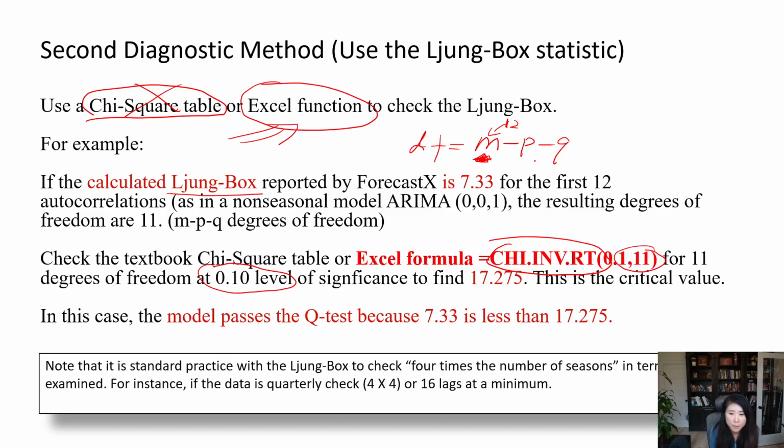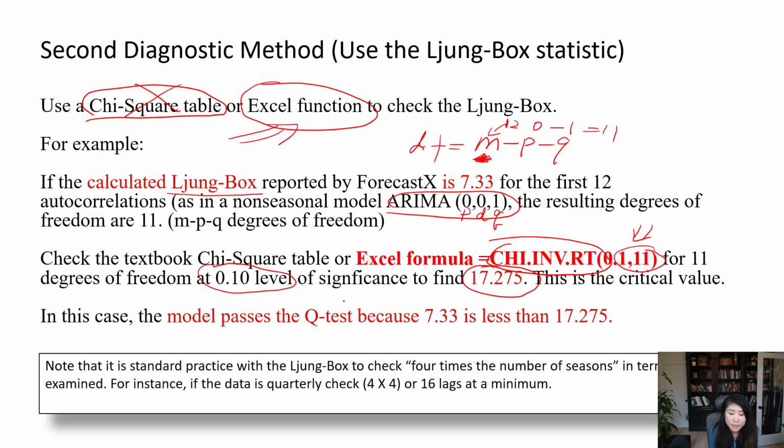The P and the Q we've been using during the whole semester, and the whole lecture of this chapter. P is the number of AR terms, and Q is the number of MA terms. In this case, since the model we use is 001, this is my P, this is my D, and this is my Q. Therefore, we have 12 minus 0 minus 1, which gives us 11. That's where the second number, 11, the degree of freedom, comes from. Once we apply this formula, we receive the critical value, which is 17.275.